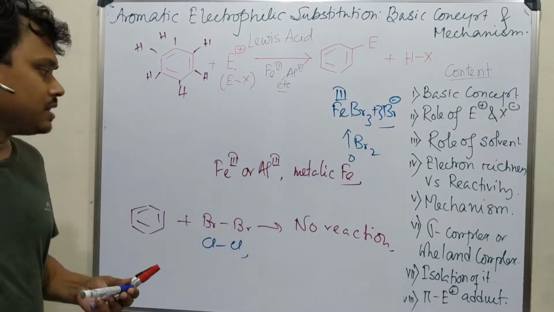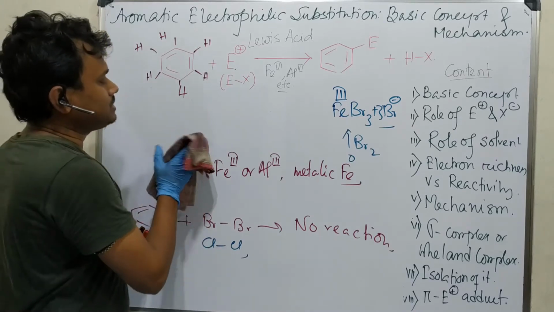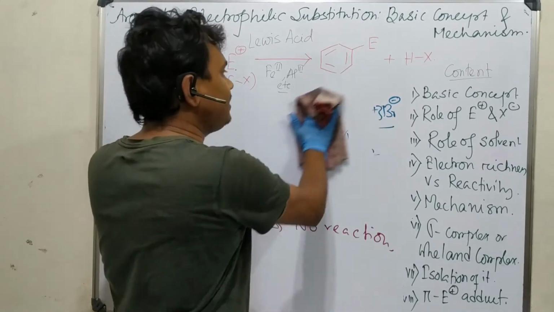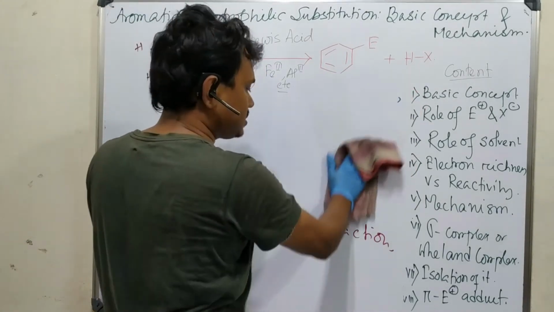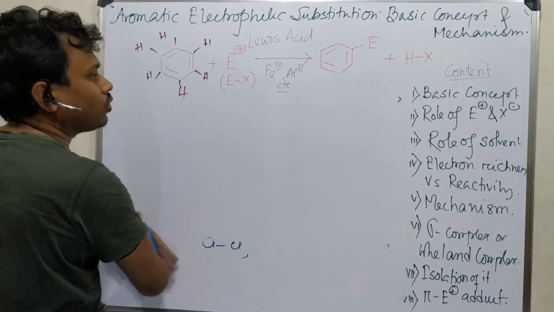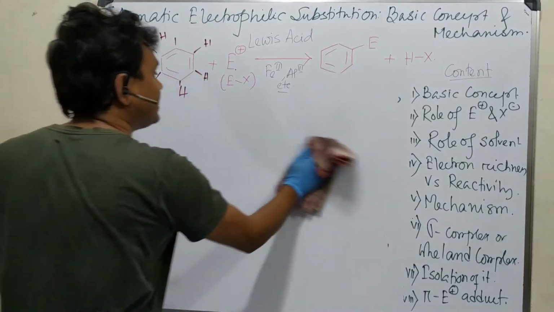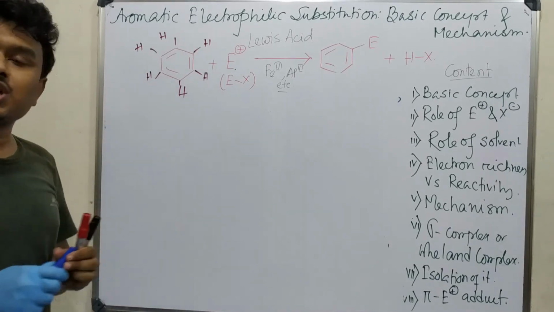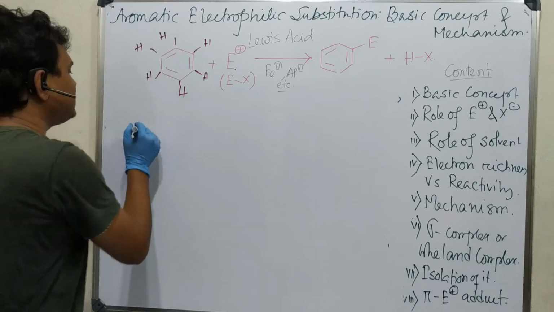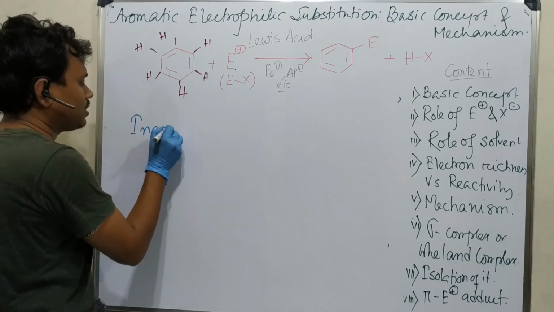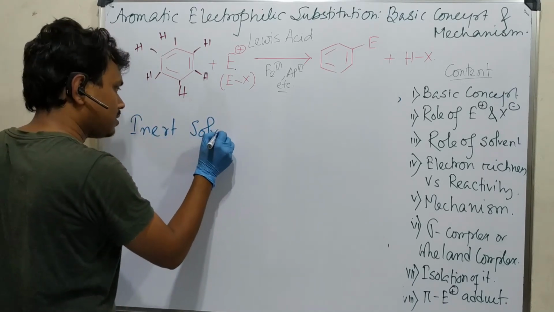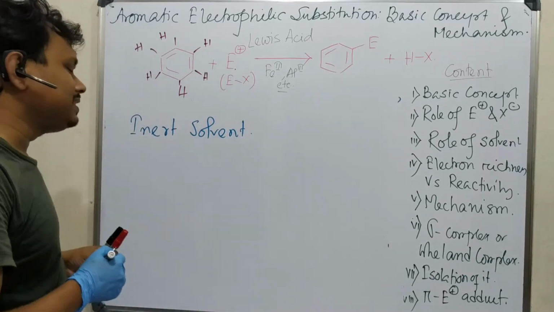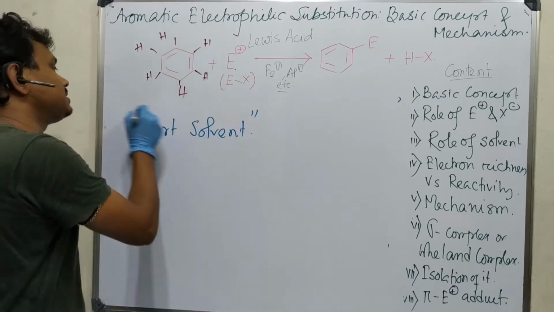Now we have discussed the electrophilic nature and the non-nucleophilic nature of X. So we have discussed the basic concept, the role of E and X, till now. Let's discuss the role of solvents. Generally, for this type of reaction we use a relatively inert solvent. So what do I mean by inert? In this case, the definition of inert solvent is a little difficult.